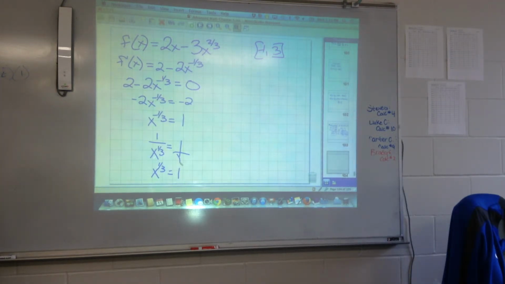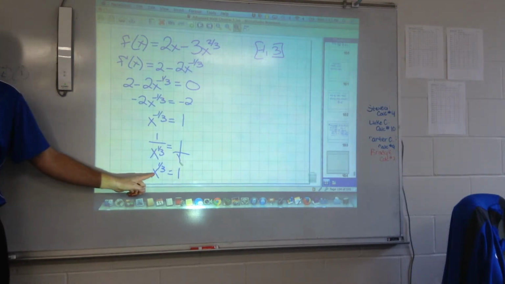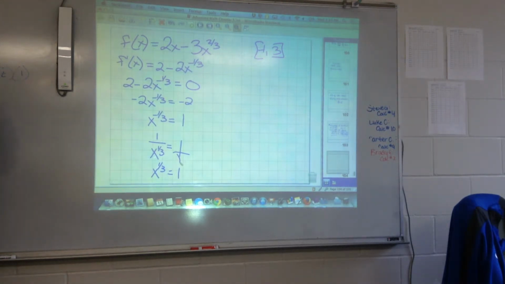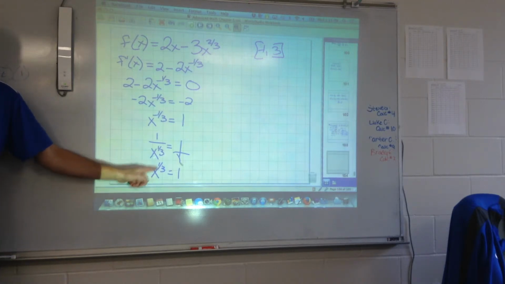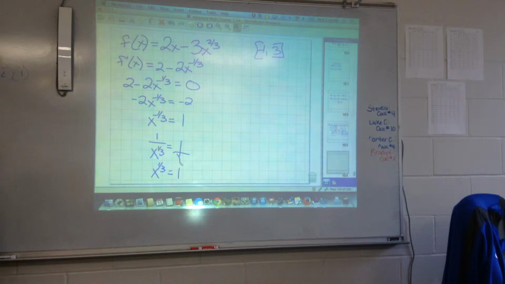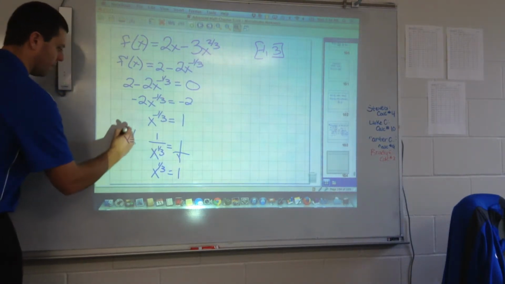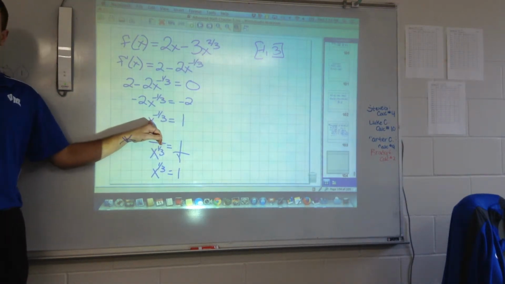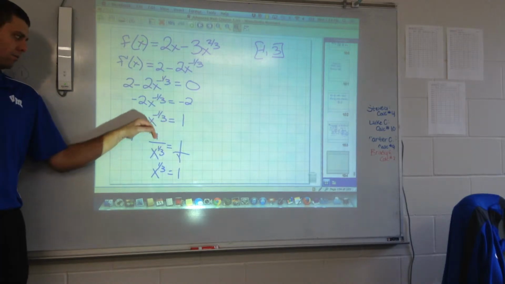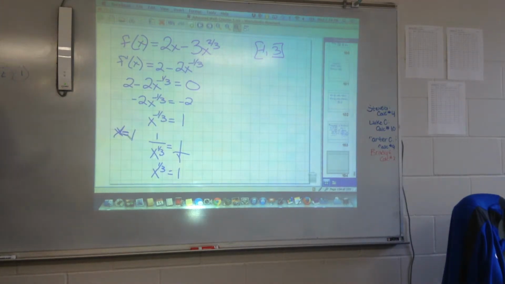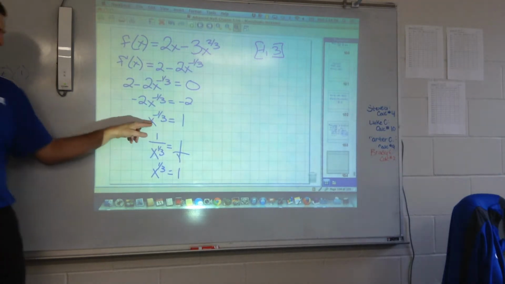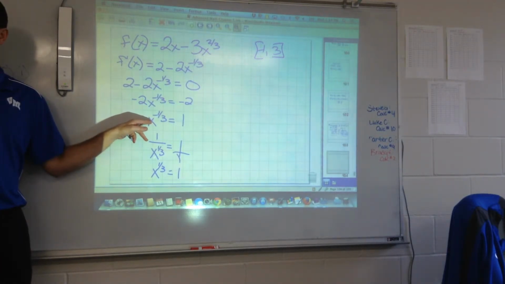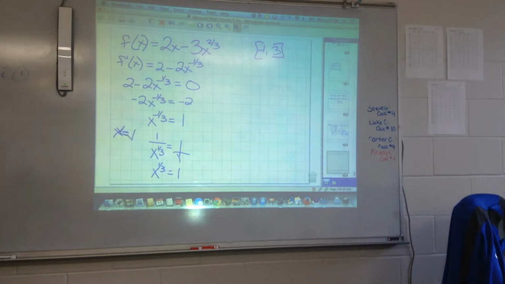Now what do we do? How do I get rid of a 1/3 power? Cube it. Not cube root it. That is a cube root. x to the 1/3 power is a cube root. So cube both sides, and you'll get x equals 1. Now, to be honest, 1 raised to anything is always 1. So I kind of knew right here that x equals 1 was the answer. 1 to the 7th is 1. 1 to the half is 1. 1 to the 8th is 1. 1 raised to anything is 1.